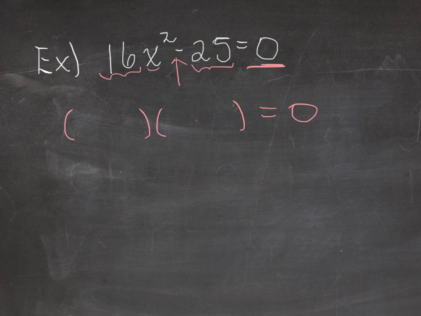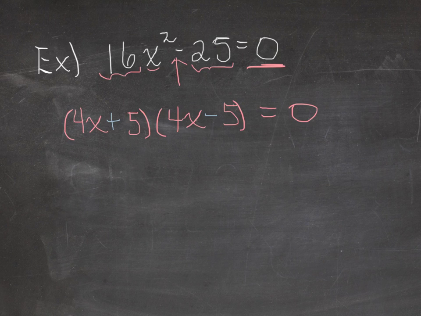The square root of 16 is 4, so I'm going to put a 4 in each bracket to start. Square root of x squared is x, so 4x. Square root of 25 is 5. And then it's the difference of squares, so what I do here is I put one as a plus and one as a minus. What that does is it cancels out that middle term, that bx term, so you won't have that in there. So for the difference of squares, one bracket is going to get a plus and one's going to get a minus.